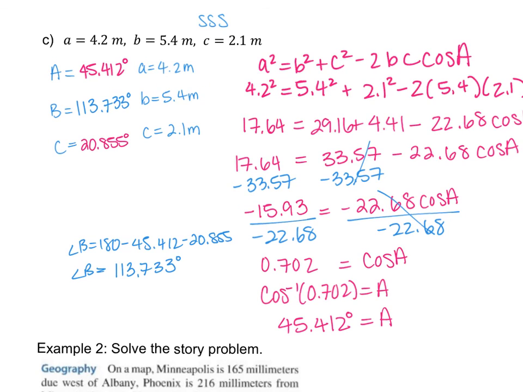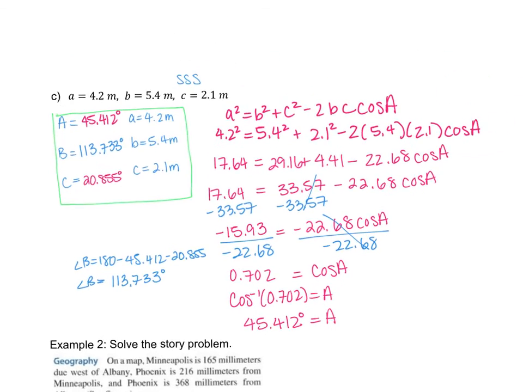So my largest side did get the largest angle, and it turns out it is an obtuse angle. And my smallest side has the smallest angle. So everything looks good to me. And there we go.